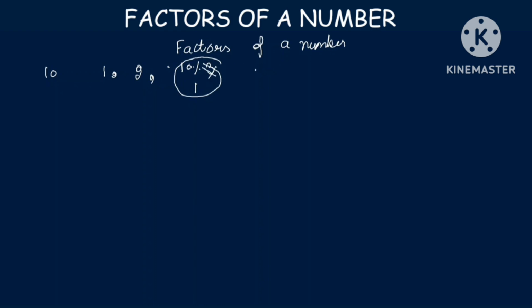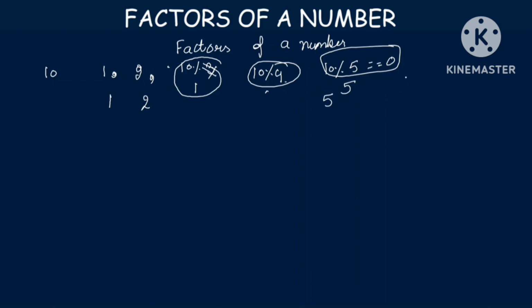10 divided by 3, remainder is 1, so 3 is not a factor. Here we are using the percent operator for the remainder operation. So 10 % 4, 4 is also not a factor. Then 10 % 5 is 0, so 5 is a factor. 10 % 6 is also not a factor because the remainder is not 0. 10 % 7, 10 % 8, like that we can check. 10 % 10, remainder is 0, so 10 is also a factor. So here we can write the factors of 10 are 1, 2, 5 and 10.